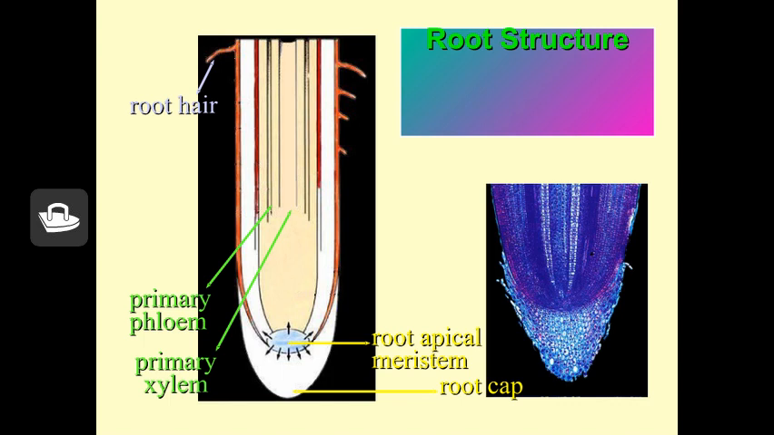The primary phloem is carrying sugars and nutrients throughout the plant, and the primary xylem is carrying water up to the shoots. Each of the root hairs that shoot out from the side increase the surface area of the root to increase water absorption and nutrient absorption as well.